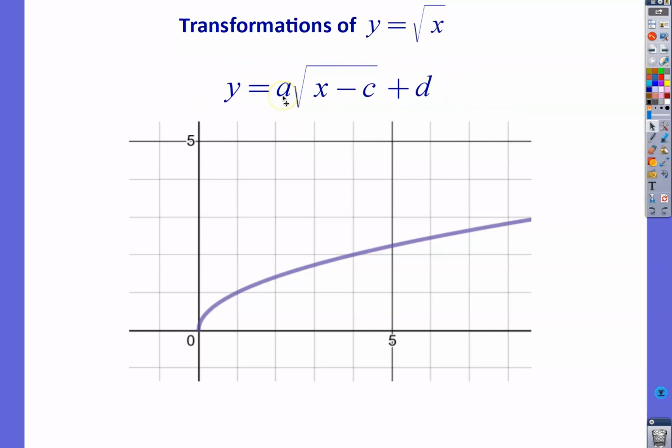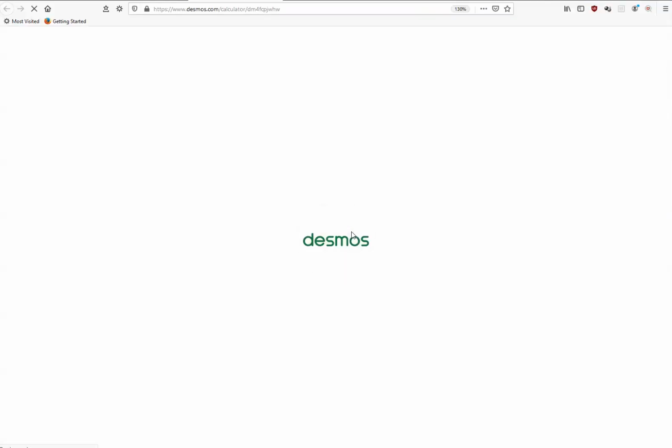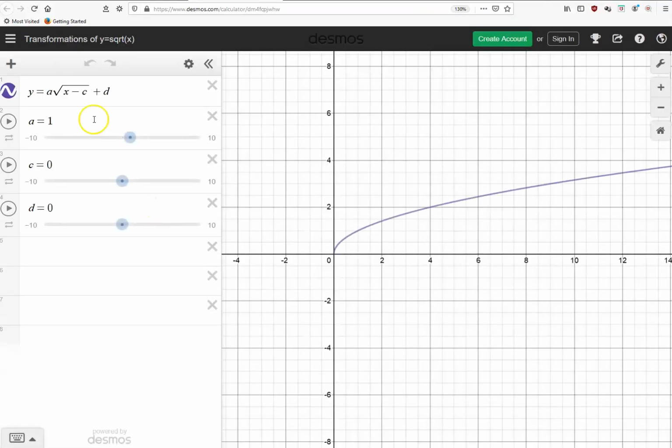Now you probably have a pretty good idea what a does to the graph, what subtract c does to the graph, and what add d does to the graph. So let's just have a quick look at that using Desmos. Okay, up here is basically the graph of the equation y equals square root of x, but with the transformations multiply by a, subtract c from x, and add d. So there's y equals square root of x just there.